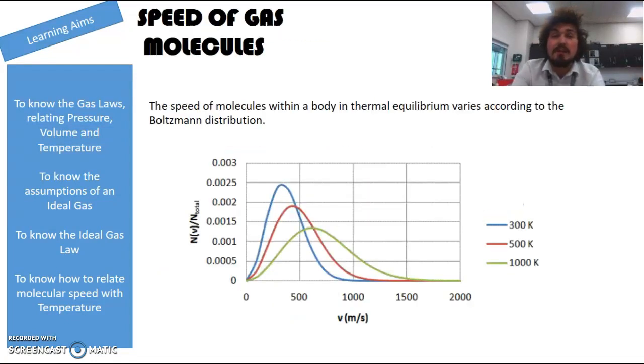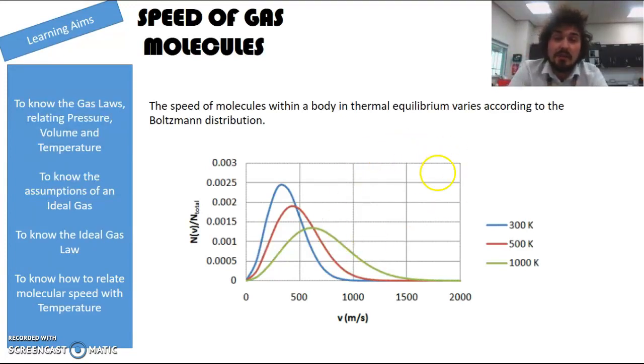Right, okay, speed of gas molecules. The speed of molecules within a body in thermal equilibrium varies according to the Boltzmann distribution. When I say thermal equilibrium, I mean the entire system is at the same temperature. If I stick a thermometer into any part of the system, in any direction, it would read that temperature. It's in thermal equilibrium with itself.